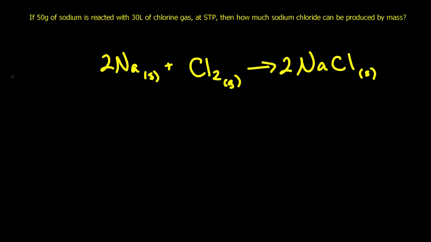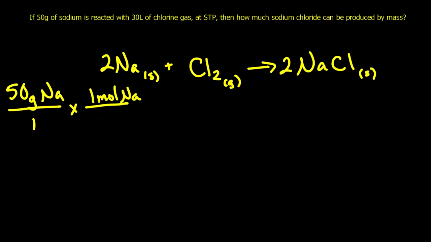So first we'll do sodium. We got 50 grams of sodium. Put that over 1. So 1 mole of sodium is equal to 23 grams of sodium. So that cancels my grams of sodium. 50 divided by 23 gives me 2.17. That's going to be 2.17 moles of sodium.